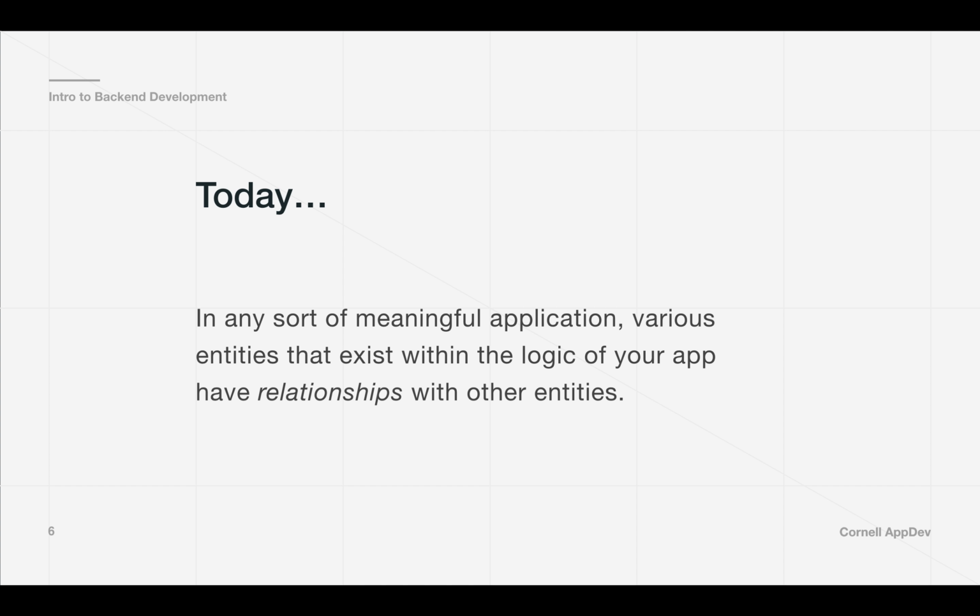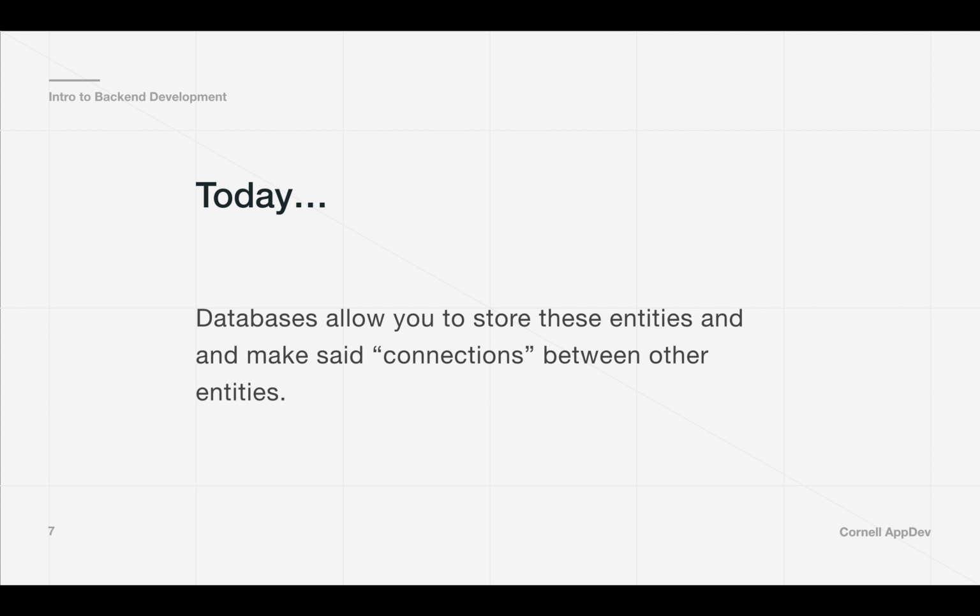In any meaningful app, there are different entities within it, and there are different relationships. For example, on Facebook you have all these different users, and there are relationships between them, whether it's friends. In addition, there are photos and posts. So there are all these different entities, posts, photos, users, and all different kinds of relationships between them. Databases allow you to store all these different entities and make connections between them.